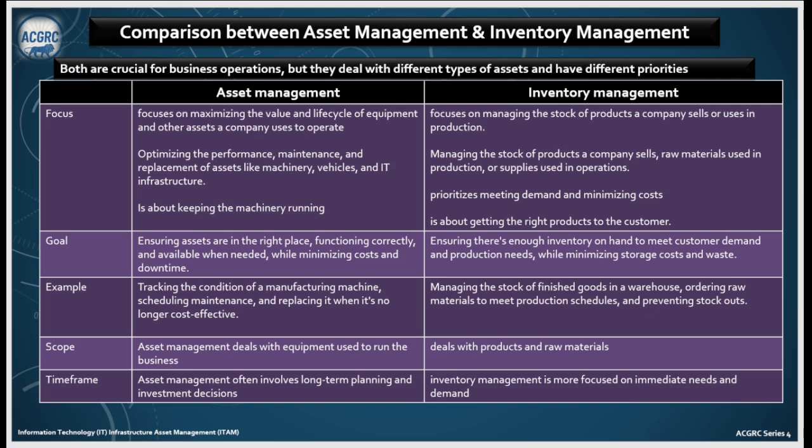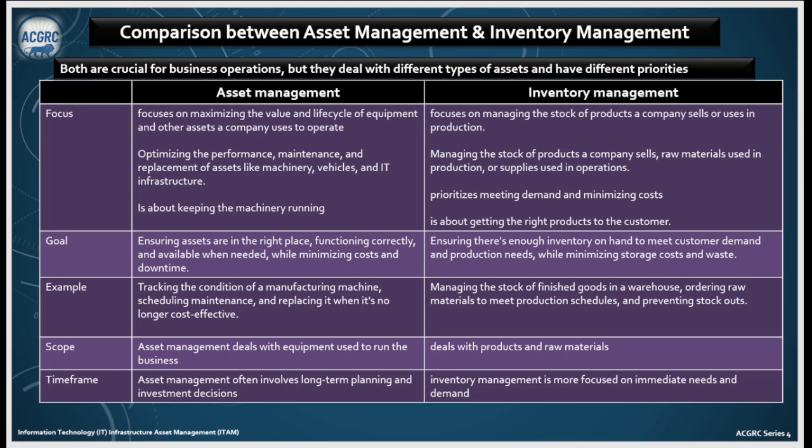From a time frame perspective, asset management often involves long-term planning and investment decisions, whereas inventory management is more about focused and immediate need and demand. I hope this clears one aspect, that inventory management is way different from asset management. So when you are having a conversation, a discussion, or a presentation, if you are discussing asset management, stick to the word asset management. Need not introduce inventory management, naively thinking that it is the same.